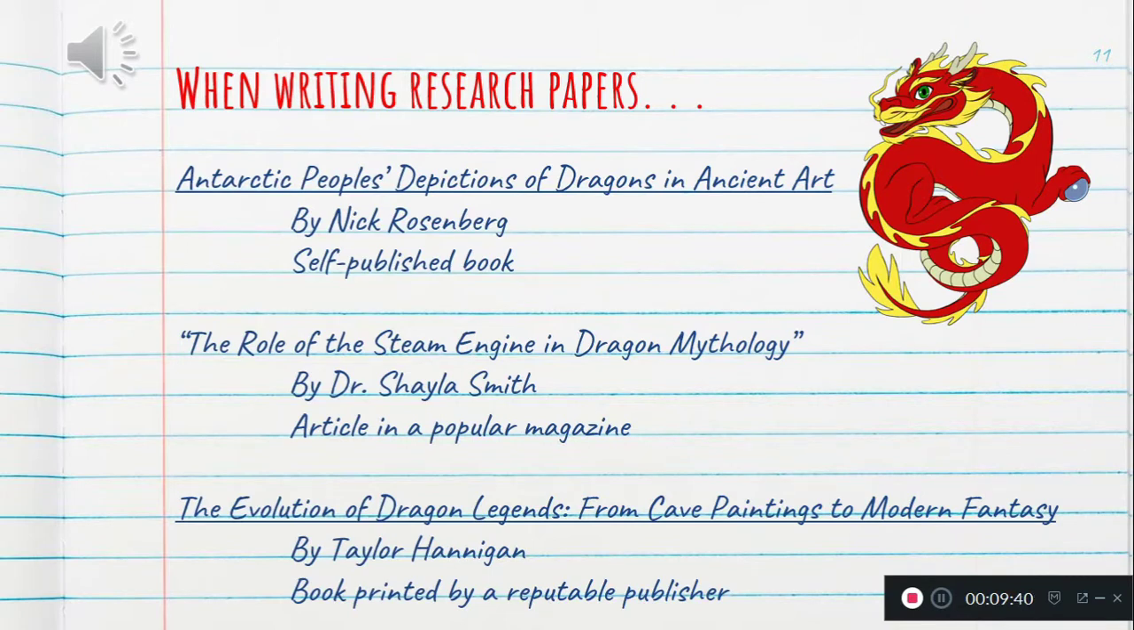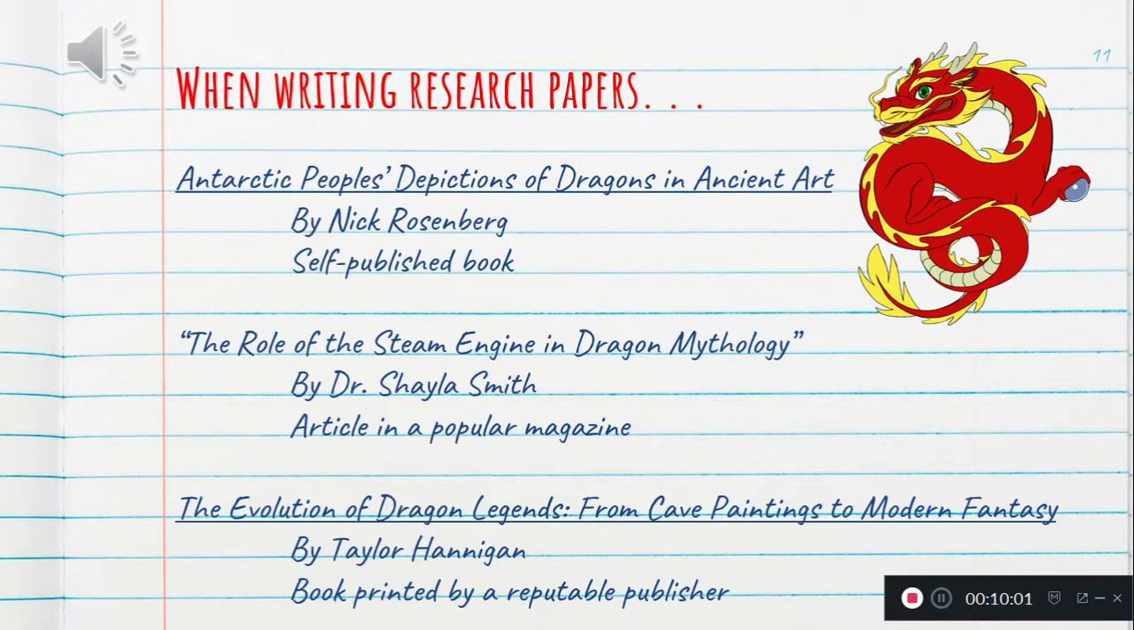Now, lastly, our third source is called The Evolution of Dragon Legends from Cave Paintings to Modern Fantasy. It's by Taylor Hannigan and is published by a reputable publisher. This is probably our best source yet. A reputable publisher will have editors who can look at books and approve that the information they contain is correct before they hit the shelves.